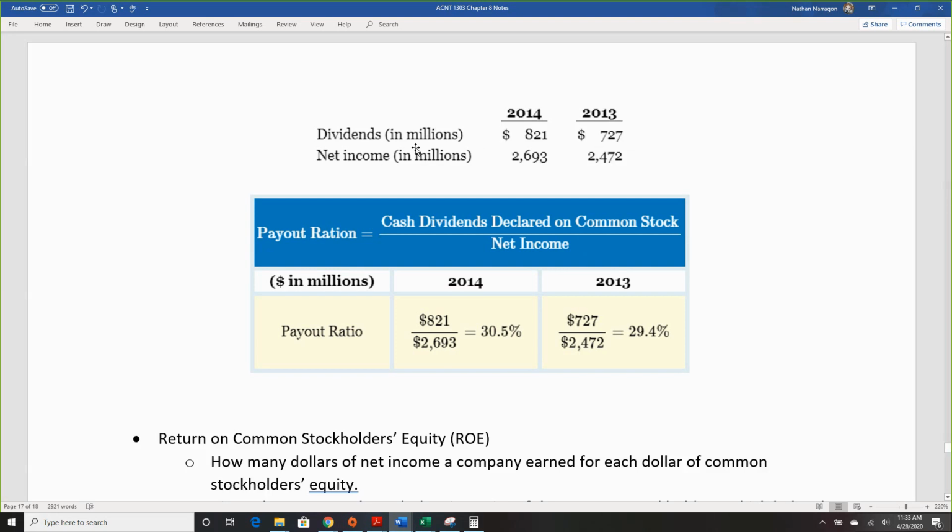821,727. There's our net income. Now all we do is plug them in the formula and divide. So, for this company, 2013, they had a 29.4% payout ratio, but it has increased in 2014. So that means they're paying out more dividends, and we can actually see that with the numbers. It increased our ratio. We like that. We've got more bang for our buck.